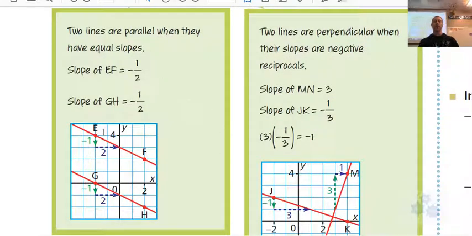Lines are parallel when slopes are equal. Okay, lines are parallel when slopes are equal. And if slopes are equal, then lines are parallel. Okay, so that goes hand in hand.